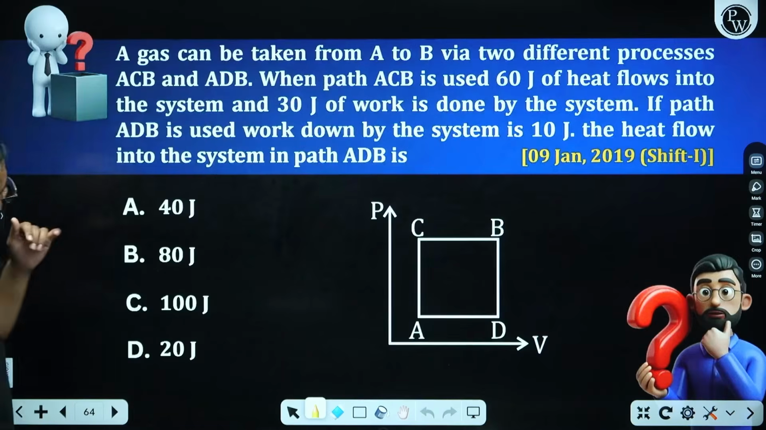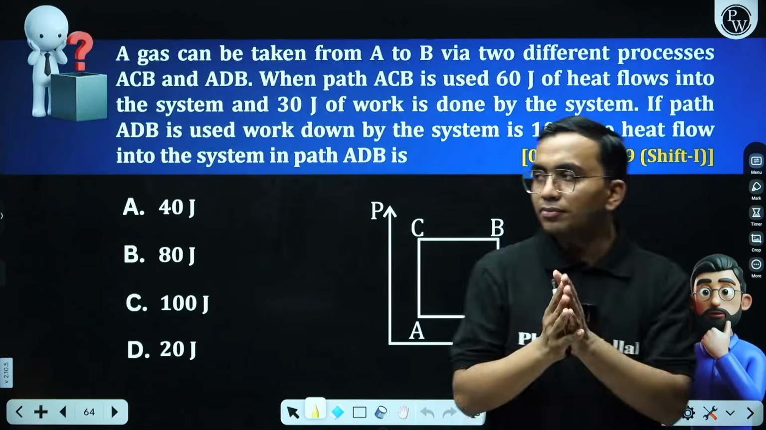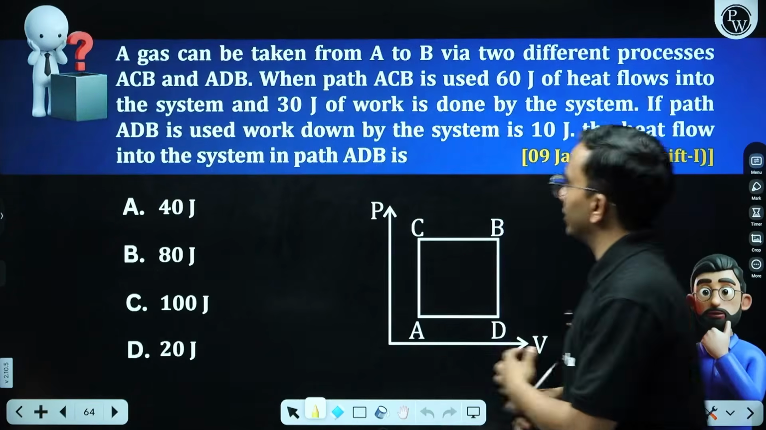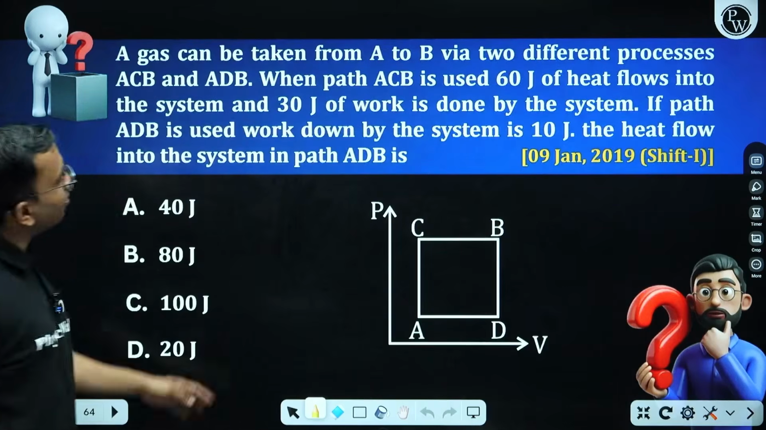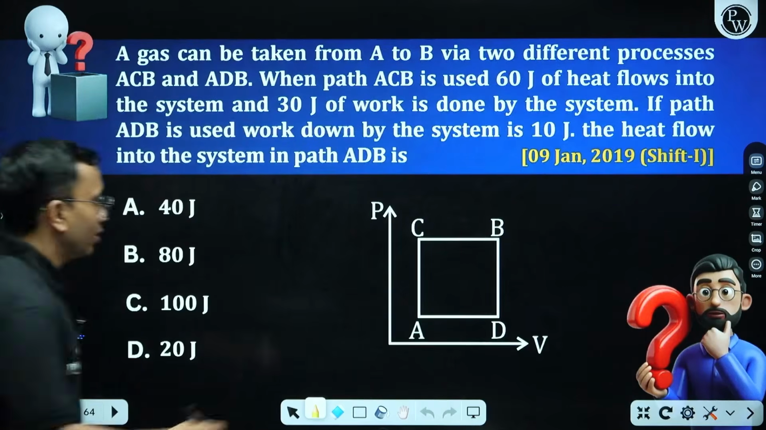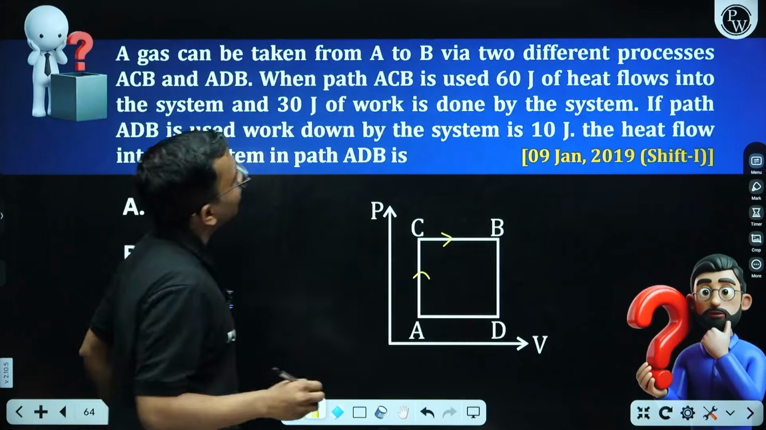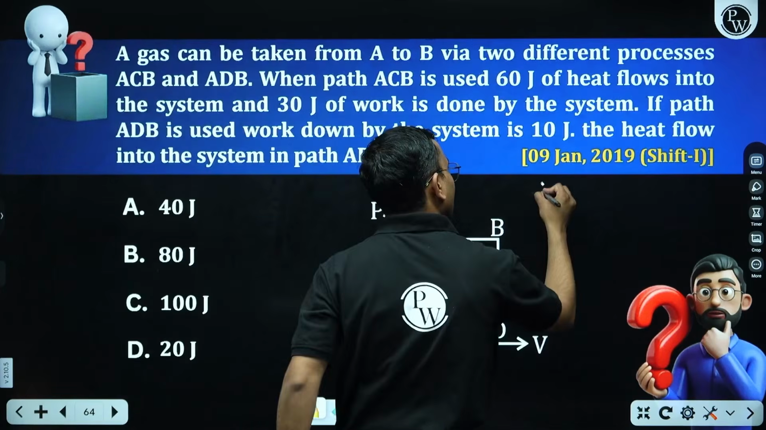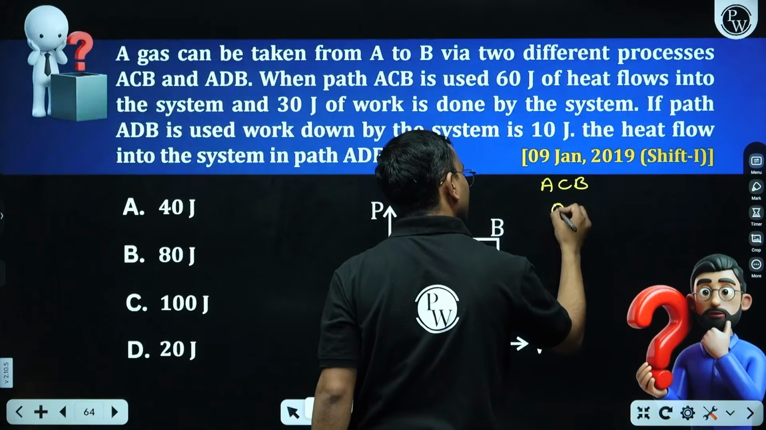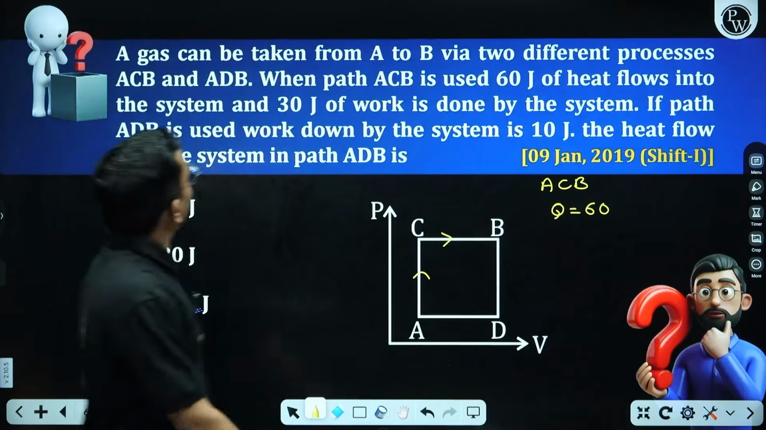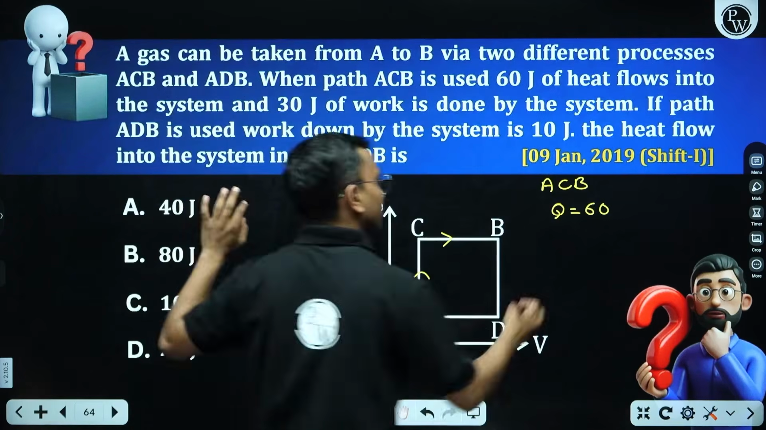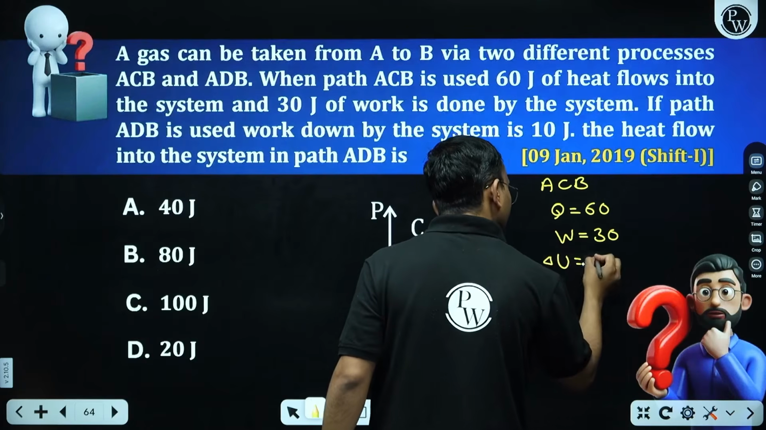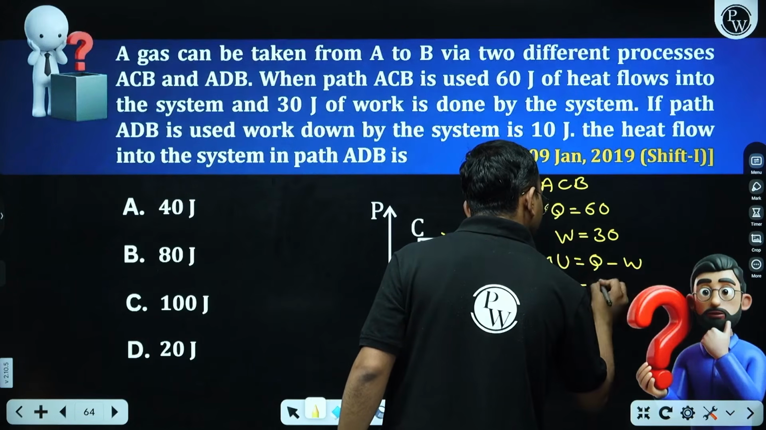Okay, let us discuss this question. A gas can be taken from A to B in two different processes, ACB and ADB. Okay, when path ACB is used, 60 joule of heat flows into the system. It means in ACB, Q is equal to 60. 30 joule of work is done by the system. W is equal to 30. So delta U is equal to Q minus W, that is 30.